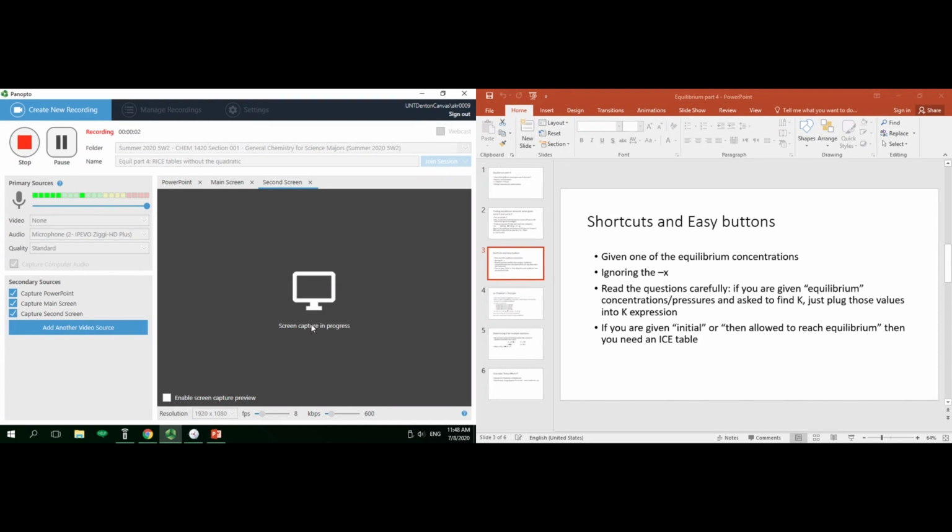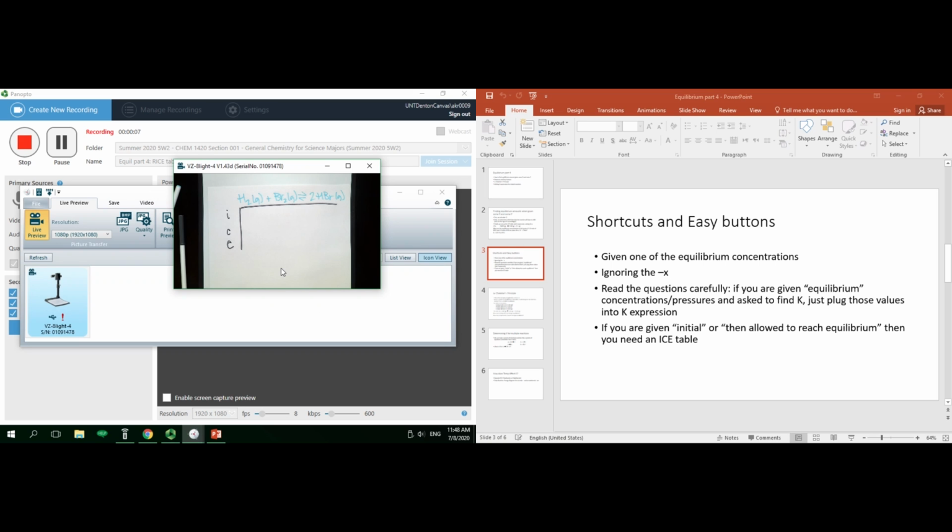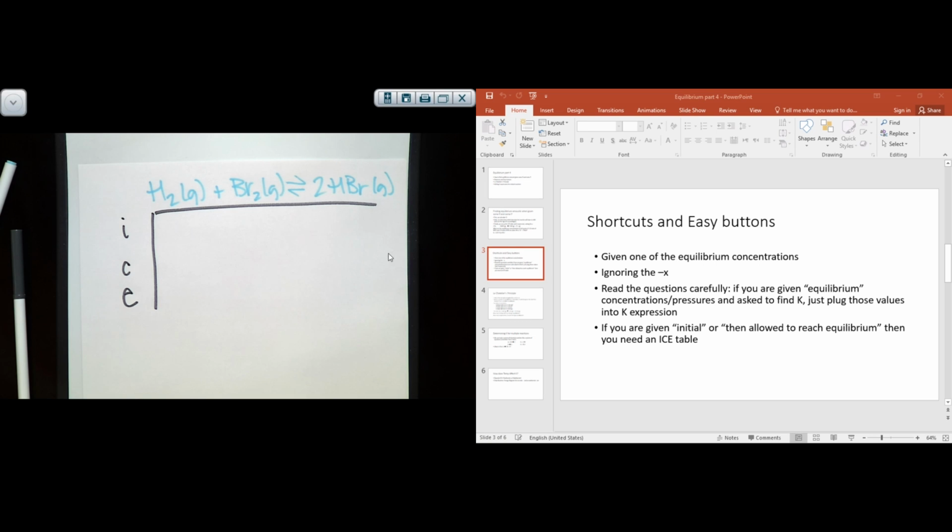All right, this is another video in the Equilibrium Part 4 series, that PowerPoint. I wanted to walk through some of what I call shortcuts and easy buttons. If you look at a really complex looking problem and you're worried you have to do the quadratic, you might not have to. So I wanted to walk through setting up a couple of those.